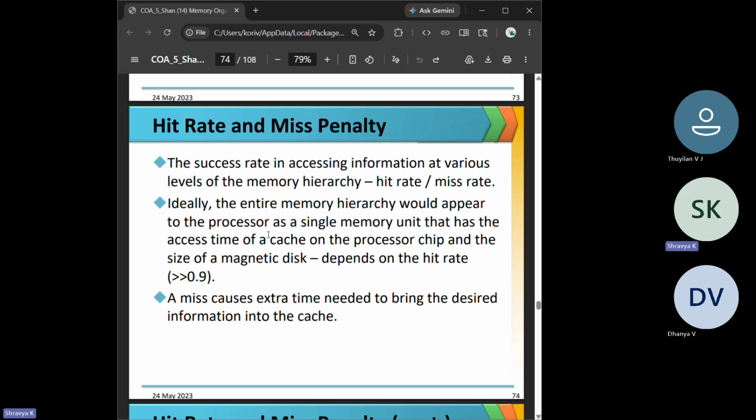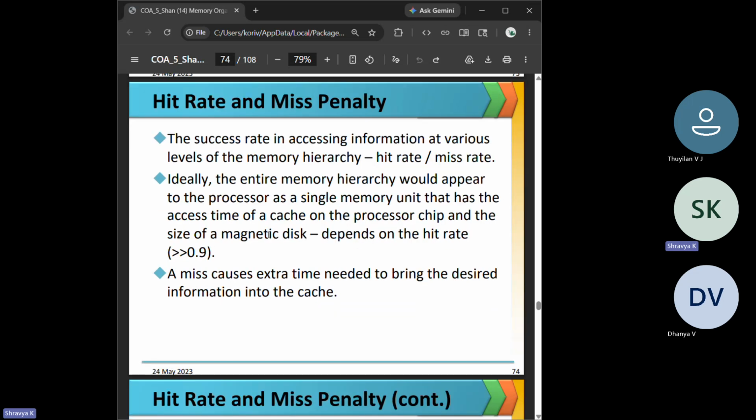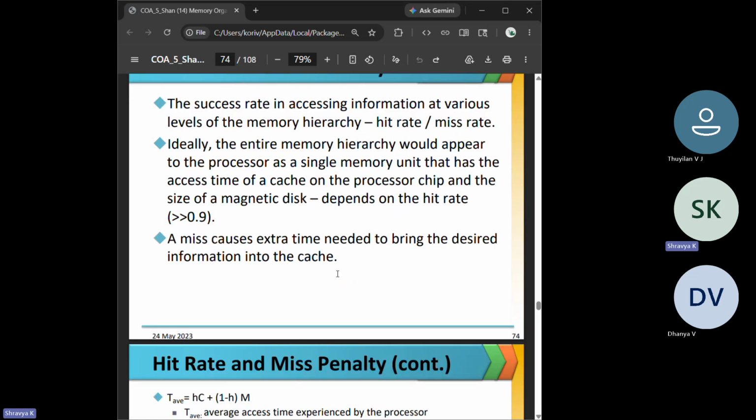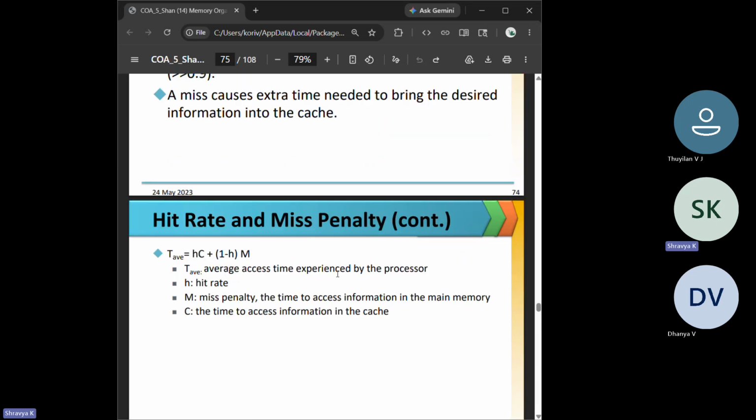But since that's not possible, we'll have to find a balance to increase the hit rate and decrease the miss penalty, right? A miss causes extra time needed to bring the desired information to the cache.